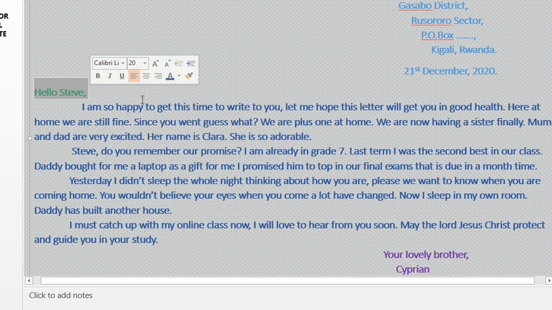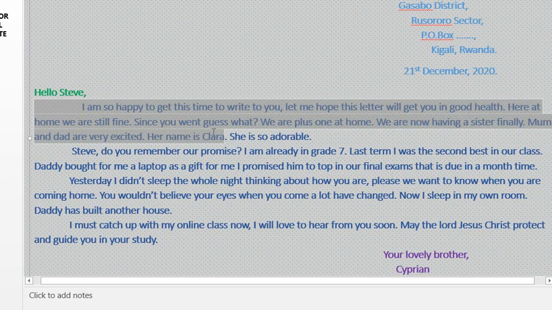Where you have written your salutation, like here we have hello Steve. If you don't want to use the word hello, you could have used maybe the word hi, hey, or dear Steve. Then you place a comma. Where you have placed your comma is exactly where you start your paragraphing from. So the one I've highlighted here is our first paragraph. You can see the words, I am so happy to get this time to write to you. The I is below the comma of the salutation. Below it, that is where you write your first paragraph. And that is how you start it.